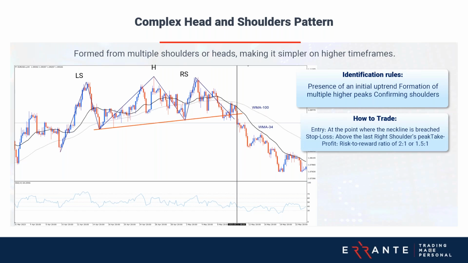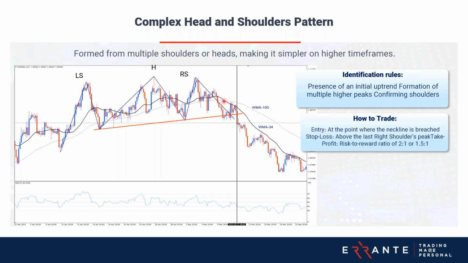And now let's see how to trade a complex head and shoulders pattern. As with the standard pattern, the entry signal is triggered when the price decisively breaks below the neckline. Given the pattern's complexity, this break is usually more significant and may involve higher trading volumes. Your stop loss should be placed above the highest peak of the last right shoulder. And this positioning helps protect against potential false breakouts that could occur due to the pattern's complexity.